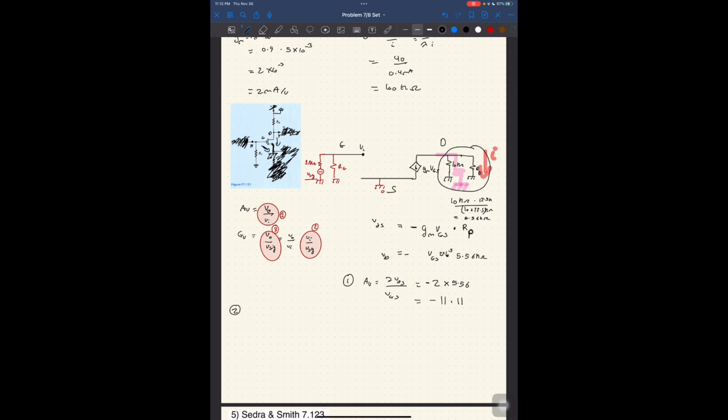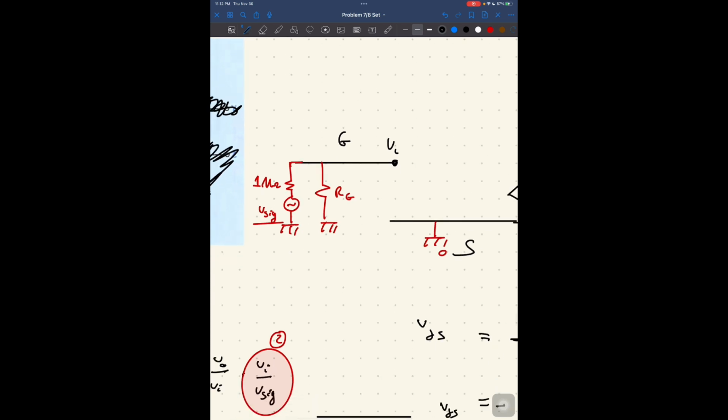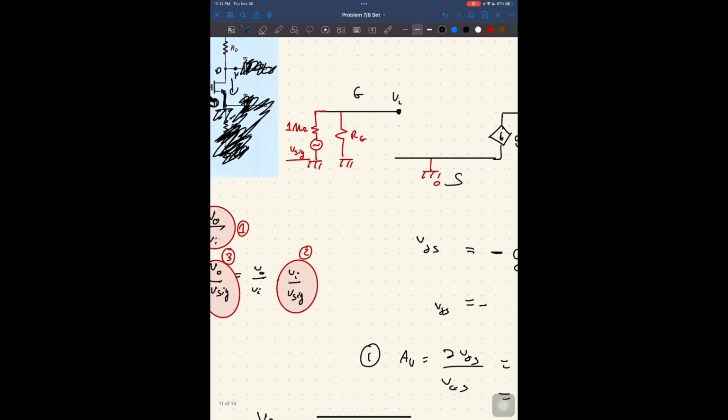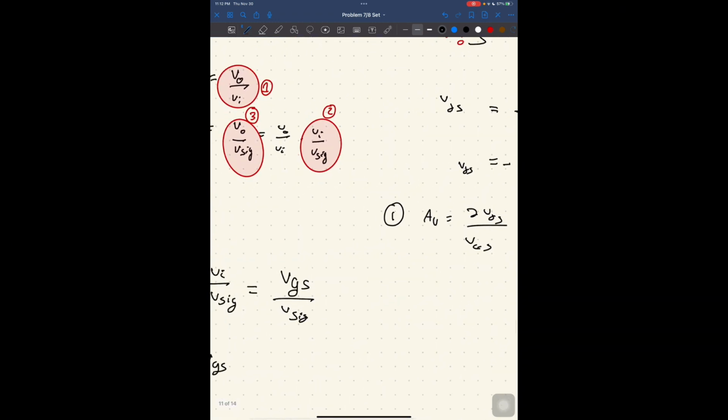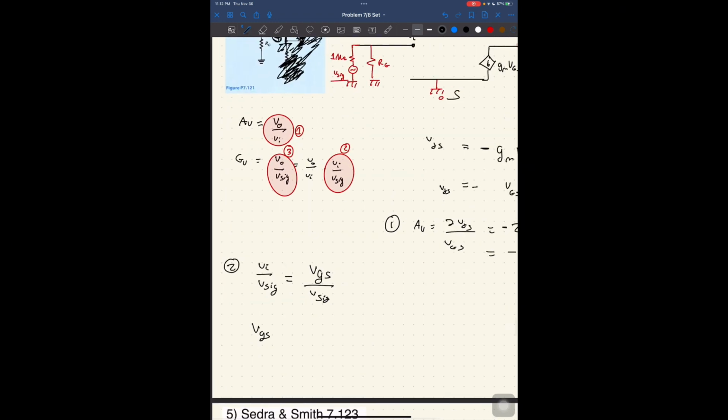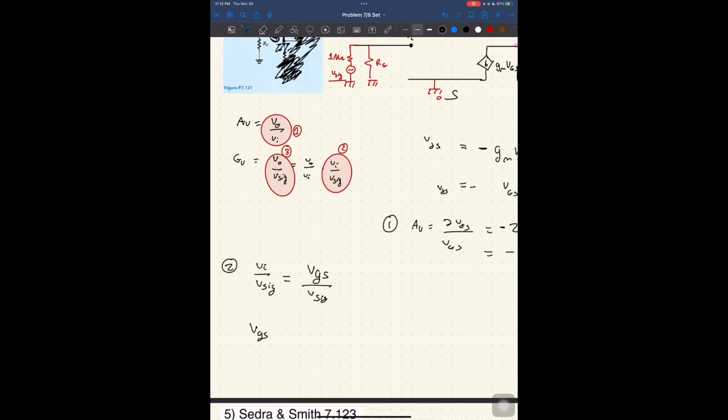What is step 2? VI over VSig. What is VI over VSig in this case? Well, what is VI? VI, as we agreed, is nothing but VGS, and VSig is just VSig. What is VGS with respect to VSig? What would that even look like?